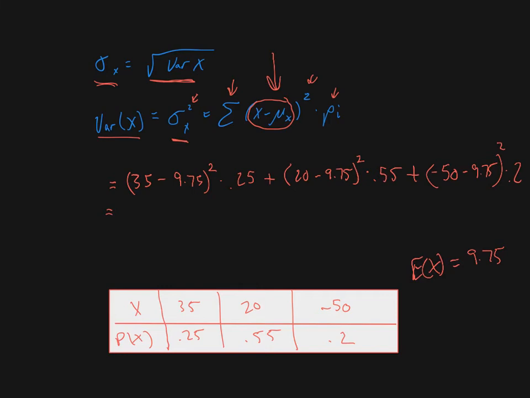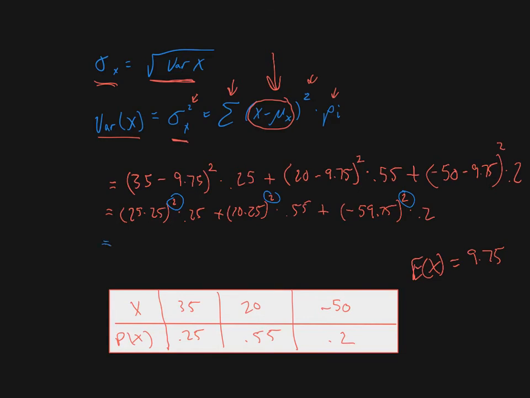So 35 minus 9.75 is going to give us 25.25, and that's still squared times 0.25, plus the 20 minus 9.75 is going to be 10.25 squared times 0.55, and we're going to add that to negative 59.75 squared times 0.2. Now it should be noticed that everything here is getting squared, so we should have no negative numbers on the next line.